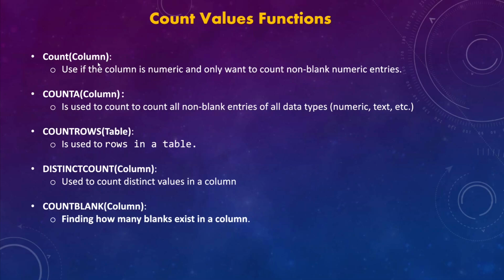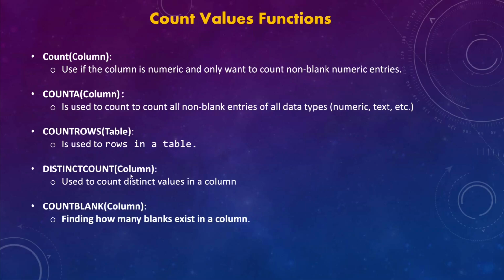Count function is used if the column is numeric and you only want to count non-blank numeric entries. This function will not count blank or null values. Count A function is used to count all non-blank entries of all data types, like numeric values and string values, etc. Both count and count A functions accept a column name as input, whereas count rows function will accept a table as input. It is used to count rows in a table.